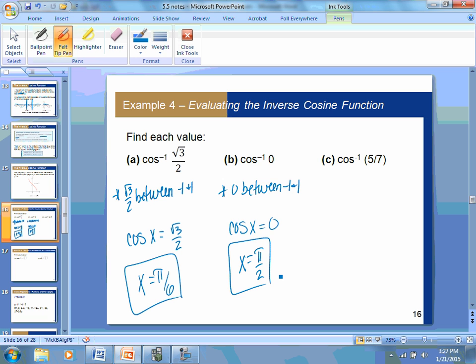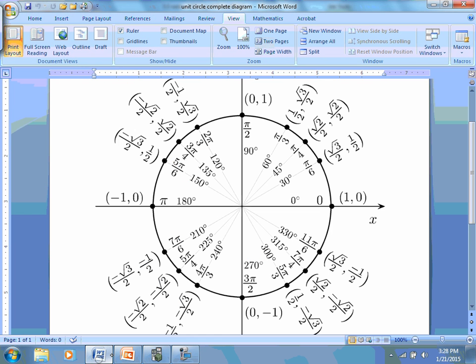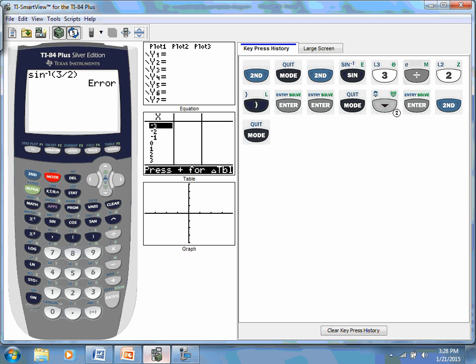Okay, and in part C, the inverse cosine of 5 over 7, just 5/7. Now, here's the thing with this one. 5 over 7 is not a nice spot on the unit circle. We could find it. We could chop up this top semicircle into 7 sections, and we could go 5 of them, but it's going to be a decimal. So for this problem then, we want to go to our calculator. So we're going to do the second cosine of 5 divided by 7.